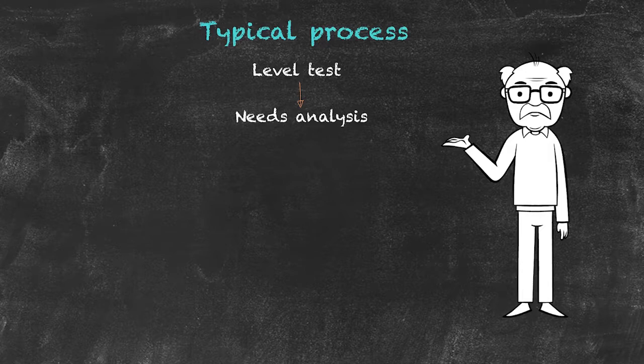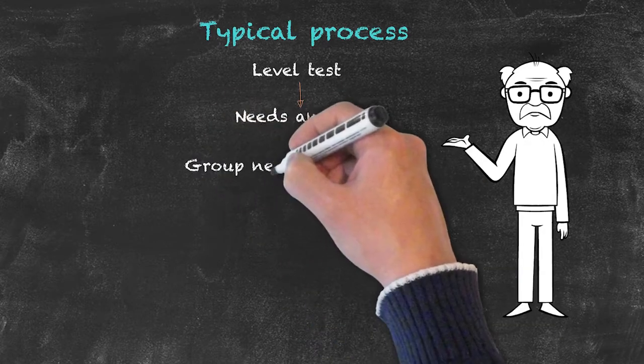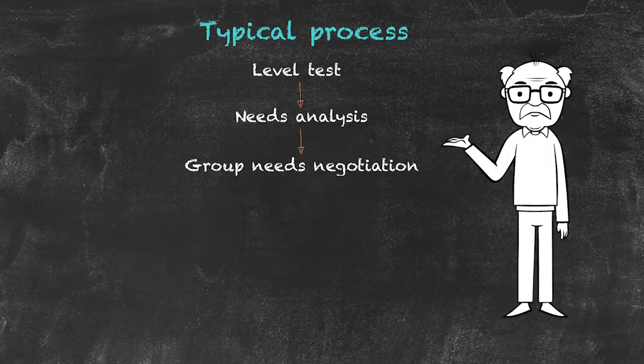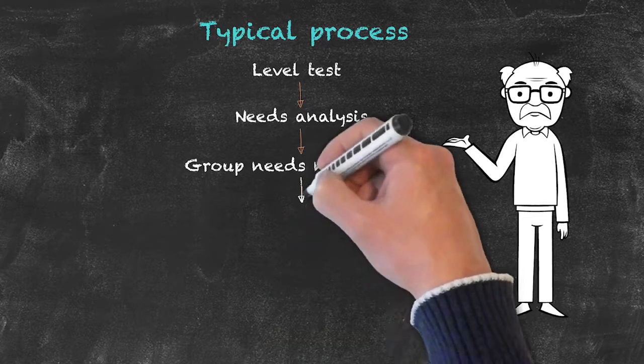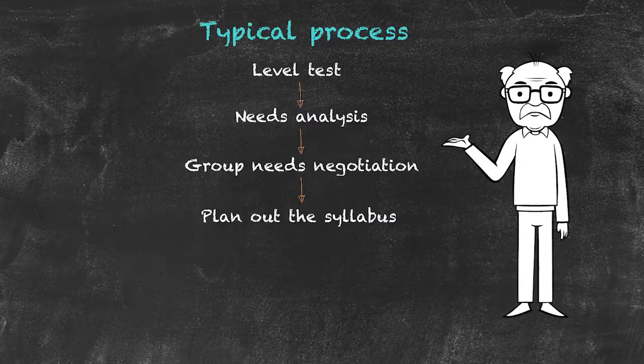It's very often next if you get your group together first of all and do a group needs negotiation. So you and your group discuss what it is that they need to get out of your course, what it is they're expecting your course to teach them, and you can try to guide them along the lines of where your syllabus is actually going to take them. Once you've done those three things, you're then in a position to plan out your syllabus.